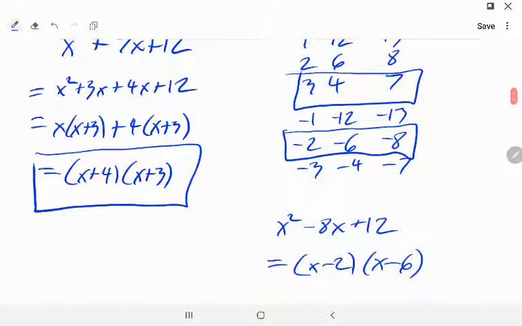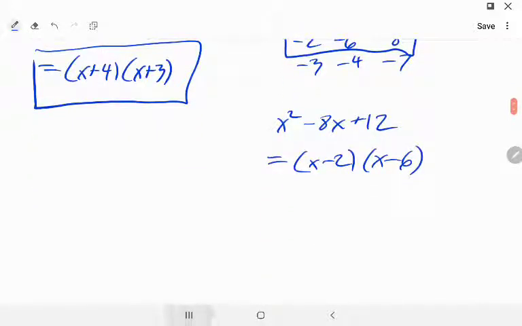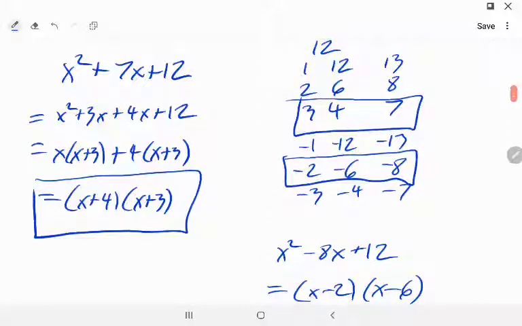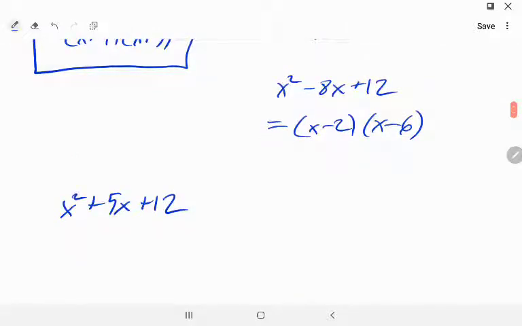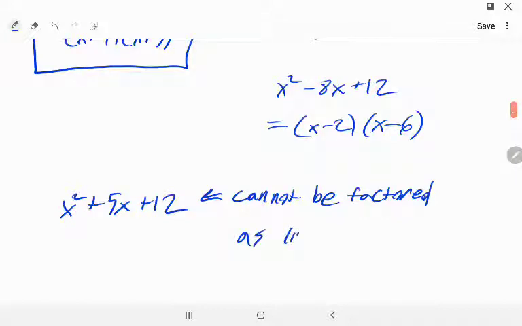On the other hand, if we had said x squared plus 5x plus 12, we notice that none of those choices is a 5. This cannot be factored as binomial factors.